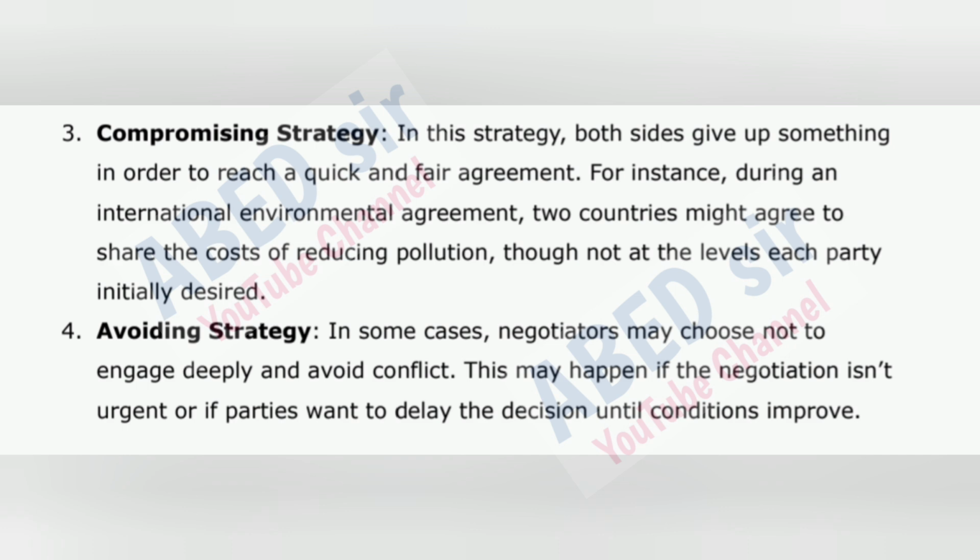4. Avoiding strategy. In some cases, negotiators may choose not to engage deeply and avoid conflict. This may happen if the negotiation isn't urgent or if parties want to delay the decision until conditions improve.